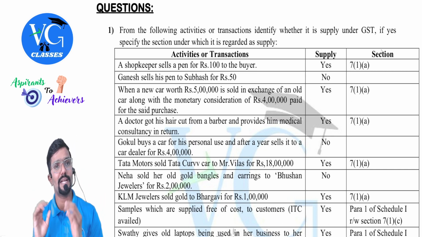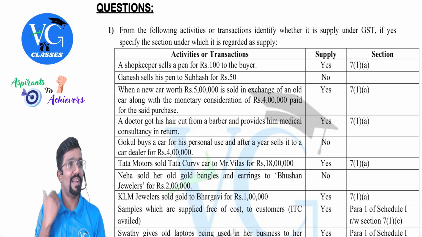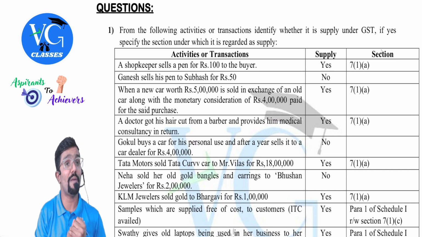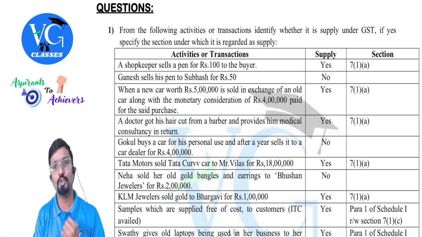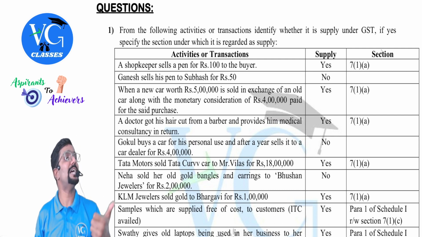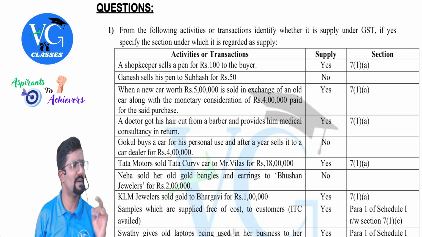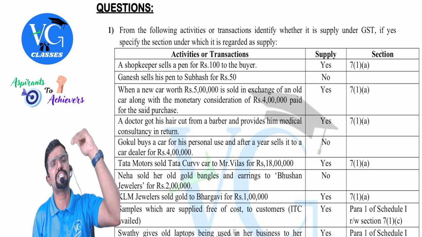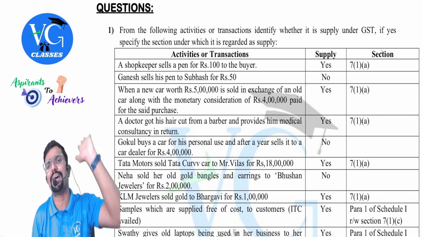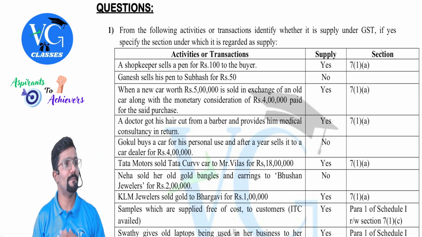Because you need to understand, guys, you will tell it is a supply. But if I ask you as per which section, then you might become blank. So you should know, sir, it is a supply, exactly as per which section. That is also very important because there is a small difference between one section and another section, or maybe from one para to another para.